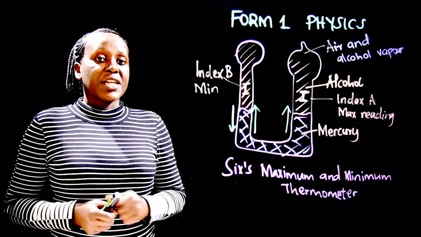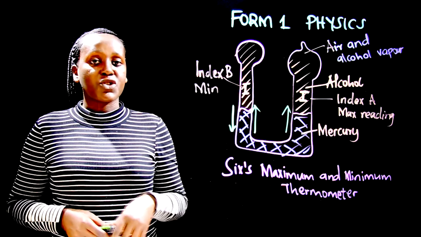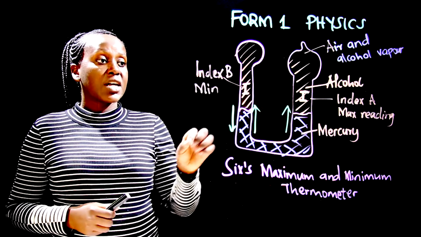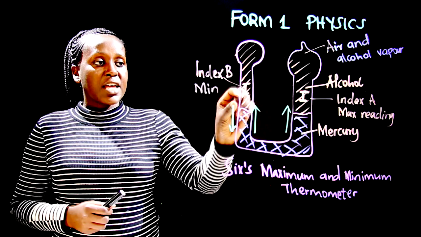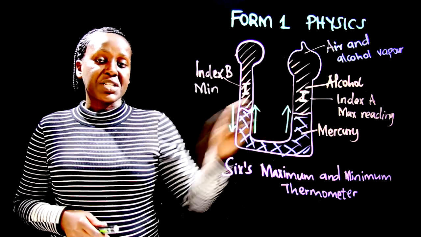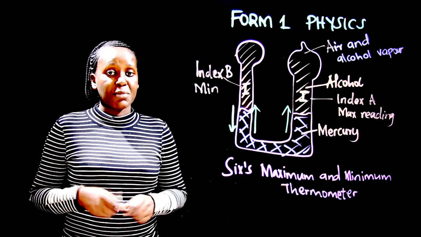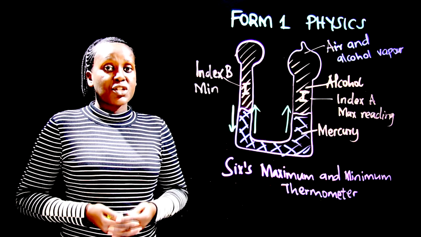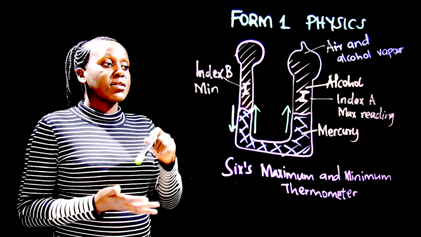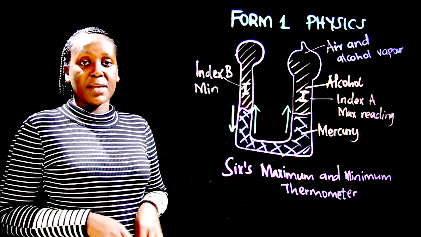Now at the beginning of the day, the two indices will be reset to their initial positions, and they are reset using magnets because they are made of steel. So a magnet is placed on the side and the index is pulled to a particular location. Same case on this side. So that is how a Six's maximum and minimum thermometer works. It is used to determine the minimum temperature reached in a day and the maximum temperature reached in the same day.